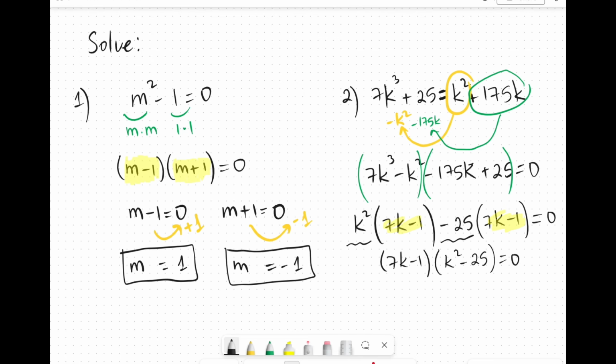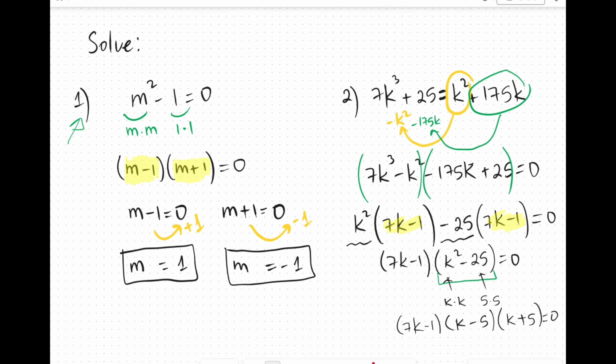And what you need to recognize here is the second binomial is the same formula as we saw in question number 1, which is the difference of squares. So k squared is your a squared, so that's k times k, and 25 is 5 times 5. So that underlined binomial can be broken down even more into k minus 5 and k plus 5, with the 7k minus 1 in the beginning. And here you have 3 factors.